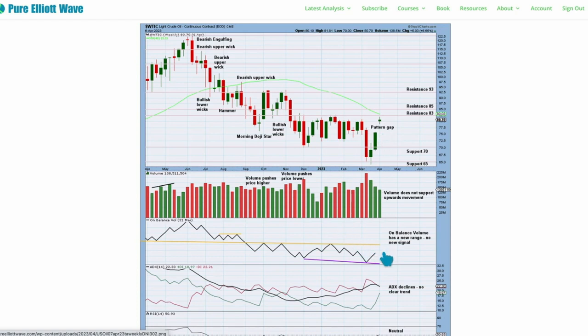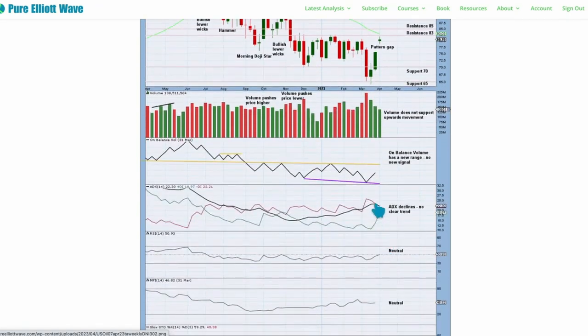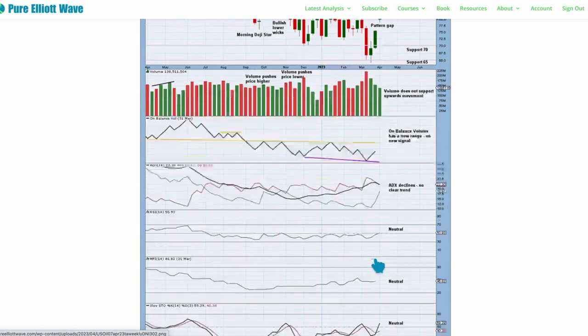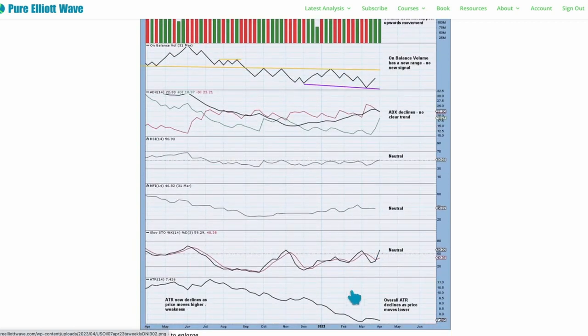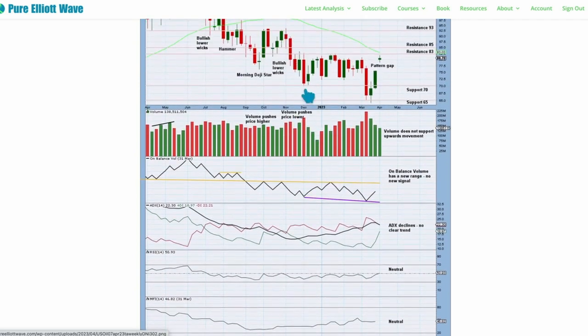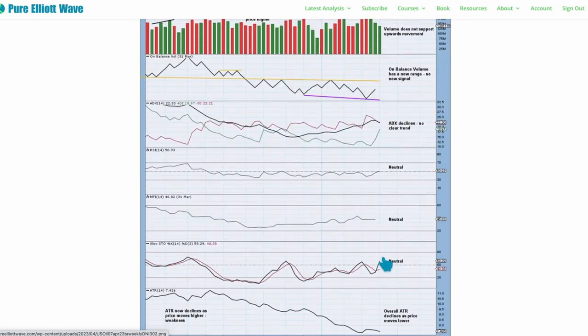On balance volume also is within a range, as is price. There's no signal from either. ADX is declining. There's no clear trend at this time frame. RSI, money flow and stochastics all neutral. ATR declines as price moves lower, with stochastics reaching oversold down here, price reaching support. Overall, let's expect upward movement to resistance pretty close now, about 83, possibly above there, 85, and above there, 93, to continue until stochastics reaches overbought.